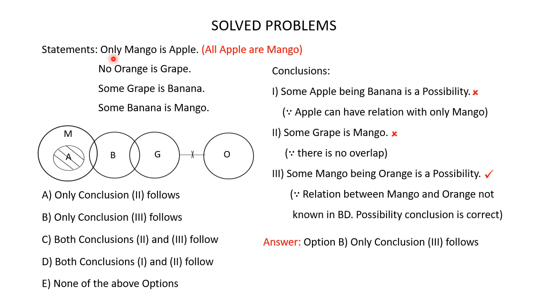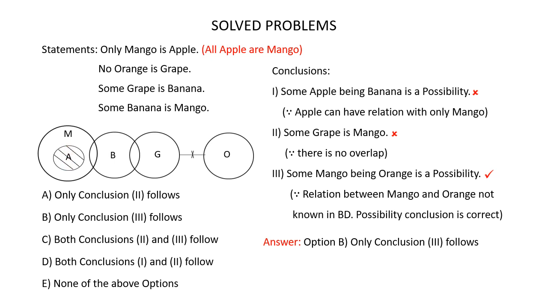Only mango is apple. Now "only mango is apple" means all apples are mangoes. So in the Venn diagram, all apples should be inside mangoes. Shade the circle for apples to indicate that all apples can have a relation with only mangoes.